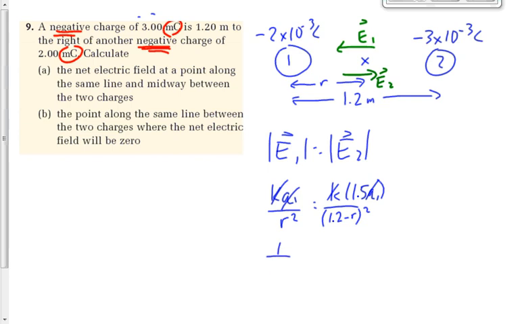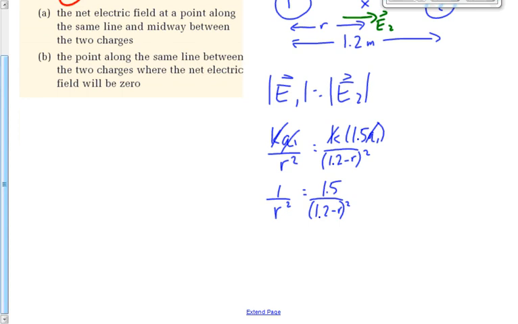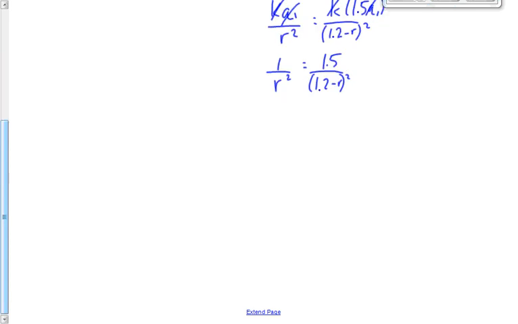So this becomes 1 over r squared is equal to 1.5 over 1.2 minus r squared. Let's cross multiply here. We end up getting 1.2 minus r squared equals 1.5 times r squared. We took this up by multiplying. What's the easiest way to deal with this now? Square root it, right? So we get 1.2 minus r equals the square root of 1.5.